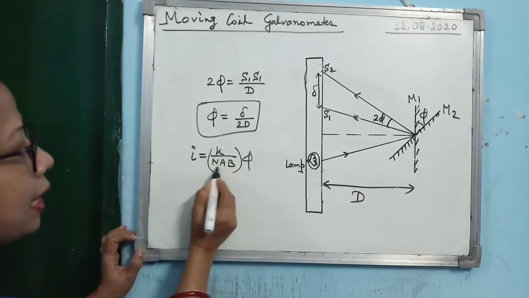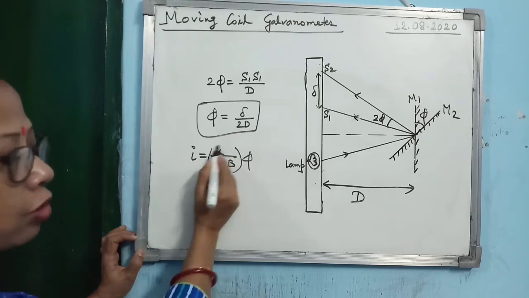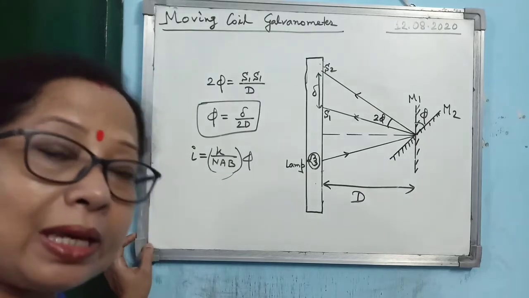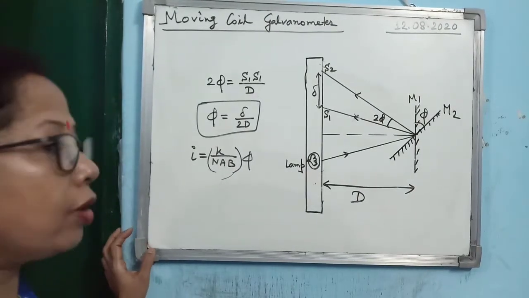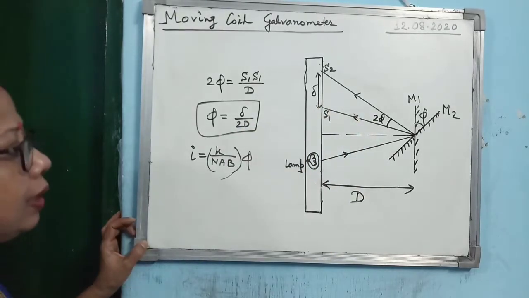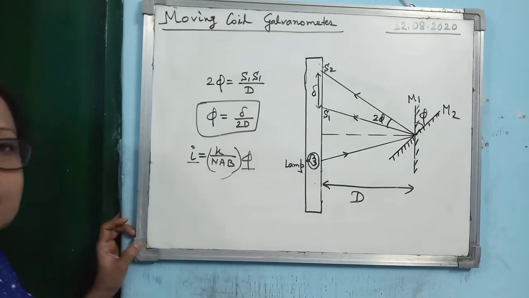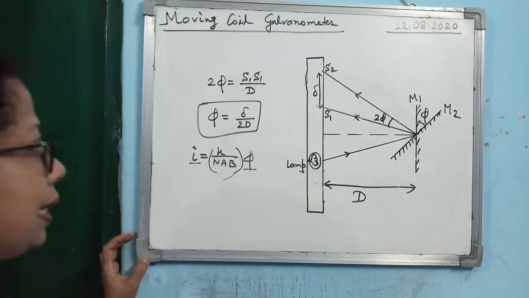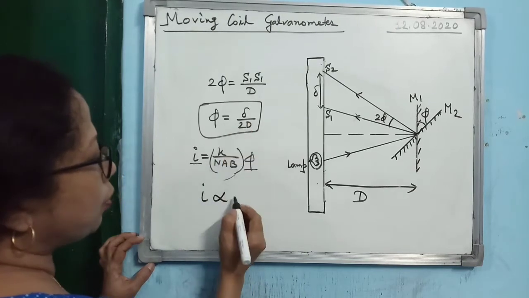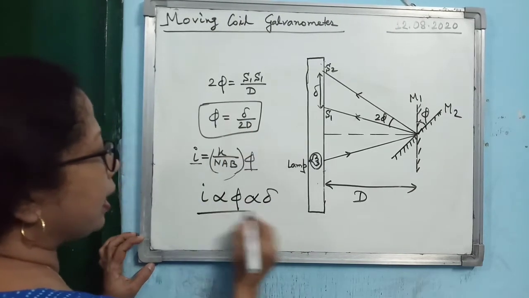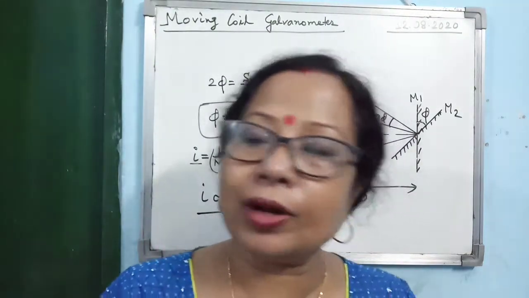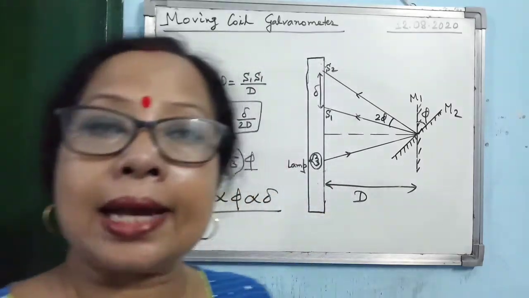You see I is K by NAB. This is the galvanometer constant, which will be provided by the manufacturer, and the value will be written on the galvanometer. Then phi you can measure by this experimental method. So one can measure how much the current is. In this case I is proportional to phi and phi is proportional to delta, so you can write I proportional to delta. The more the current passing through the galvanometer, the more will be the angle of twist.